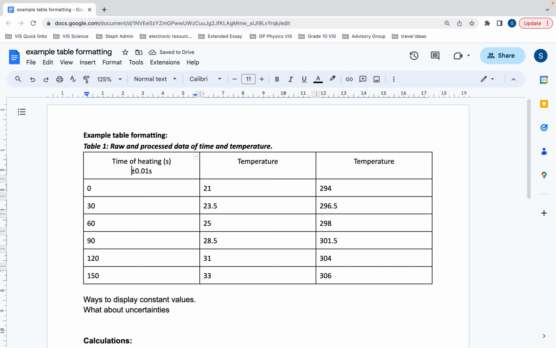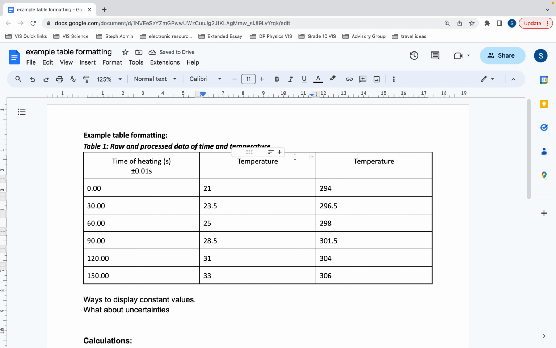Doesn't really matter. Now, because this is measured to 2 decimal places, what I need to do is keep the precision of my data in my table also the same. So this would actually be 0.00. This should be 30.00, 60.00. And again, just keeping that level of precision constant. And like so.